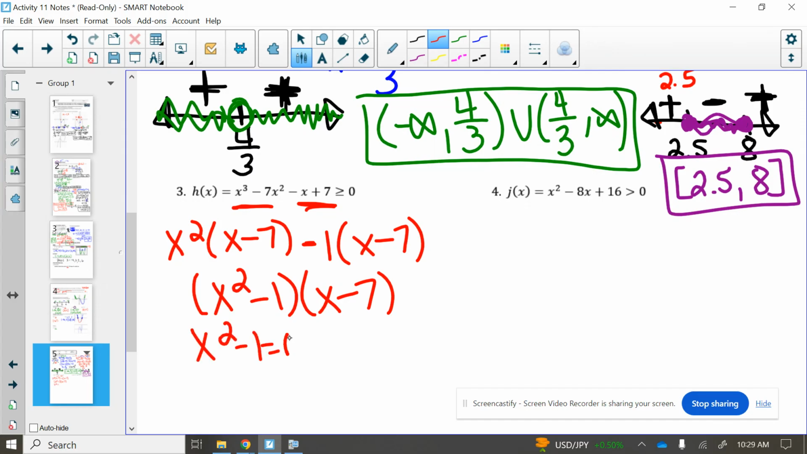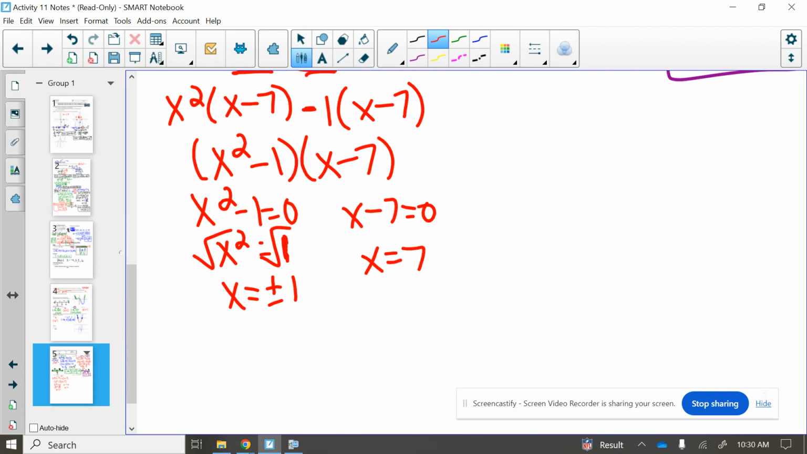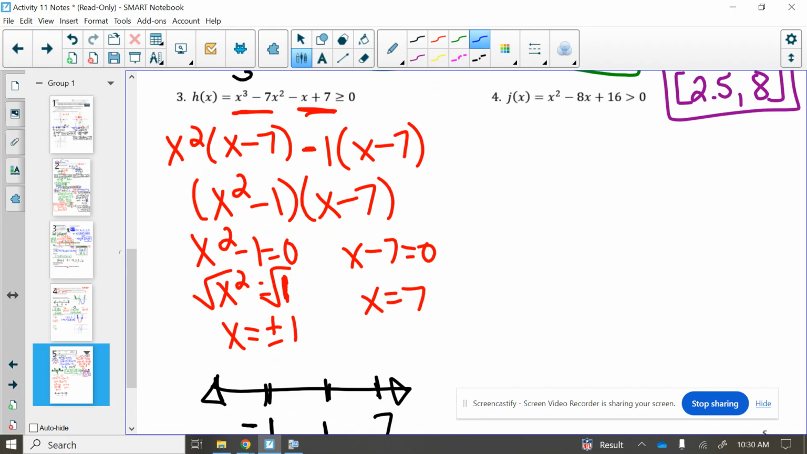If we set each of these equal to 0, for this first one, we are looking at where x squared is equal to positive 1. So x is going to equal positive or negative square root of 1, which is just 1. And then my other 0 is going to be at x equals 7. When we place these on the number line, I have negative 1 coming first, positive 1, and then 7. And then I want to check out my sign chart again.